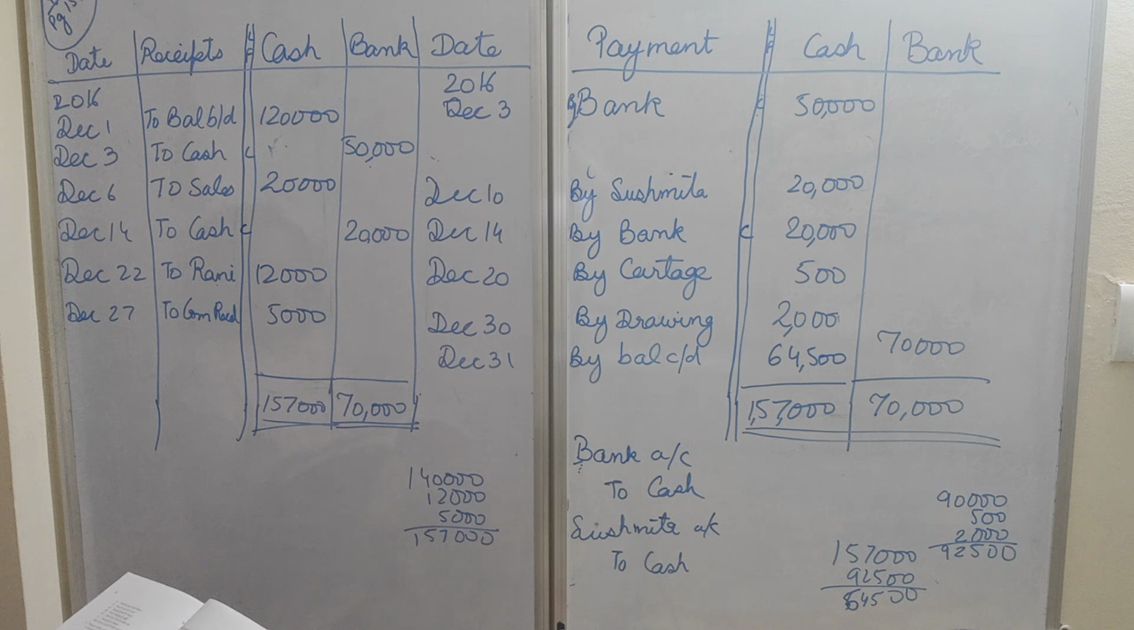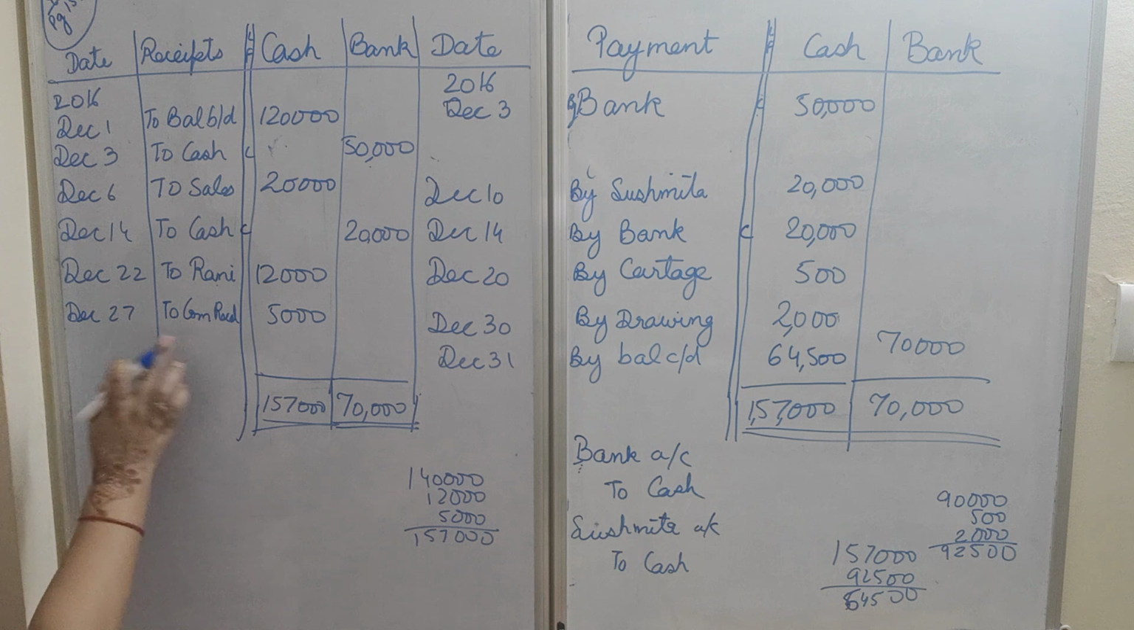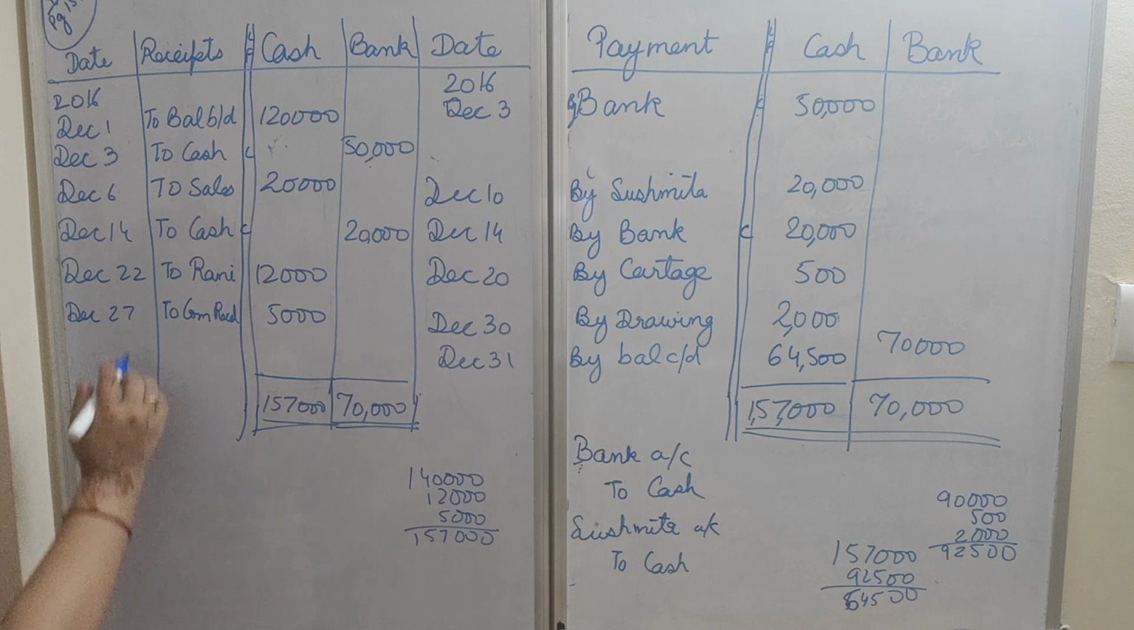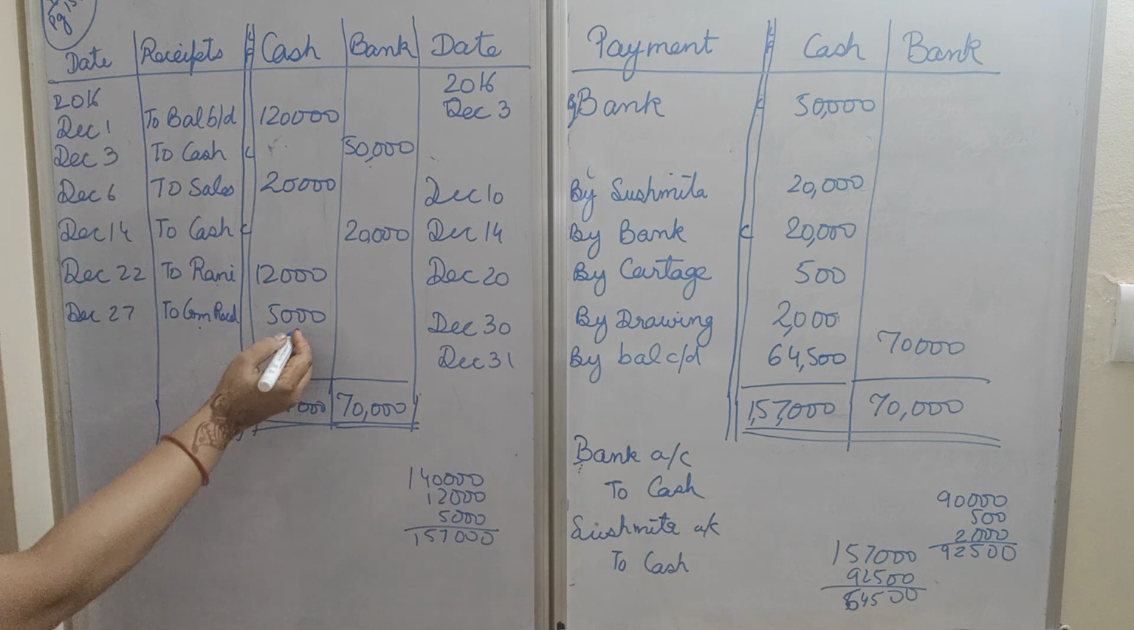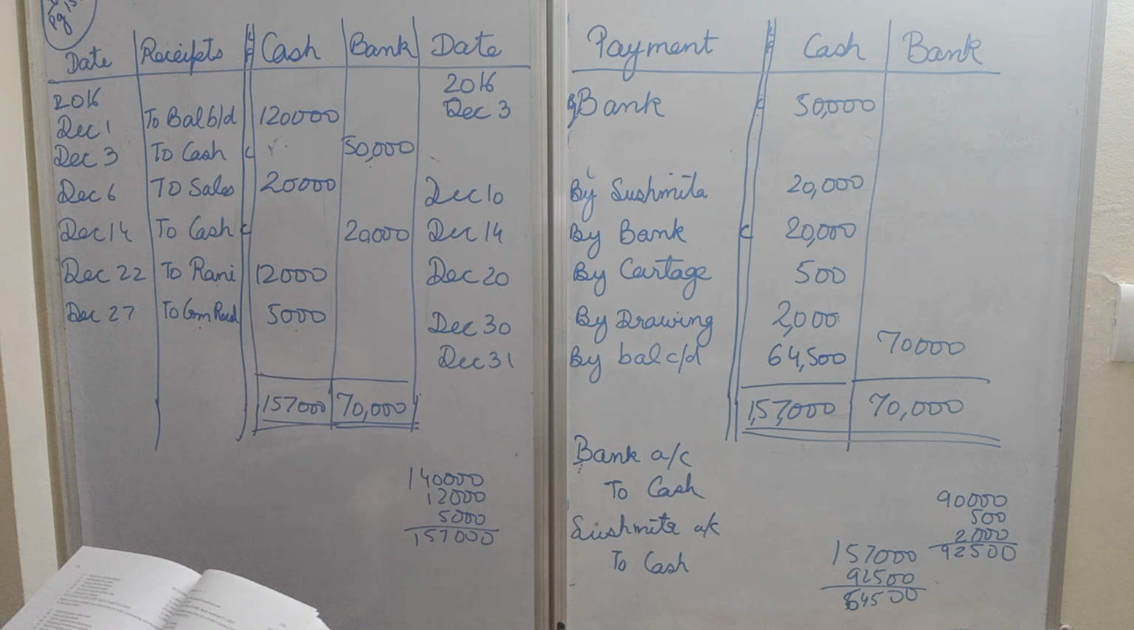Then commission received. So we have received commission. Commission is my income. So what it will be? Cash account debit to commission received. So commission received has come in the receipt column and in the cash column 5,000.